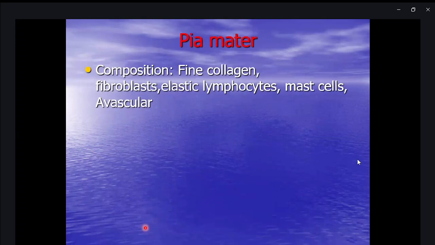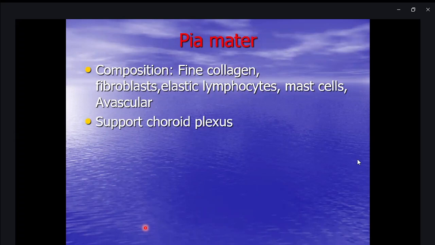For the pia mater, this one is fine. Pia means gentle mother. The dura means tough mother. So the pia is made up of fine collagen fibers, type 3 collagen fibers, fibroblasts and elastic fibers. It also contains lymphocytes and mast cells, and is avascular. It's avascular because it's next to the blood. It gets its nutrients directly from the blood.